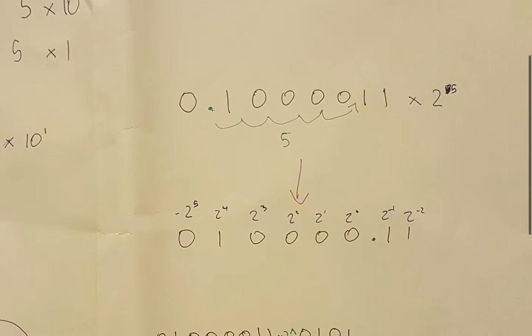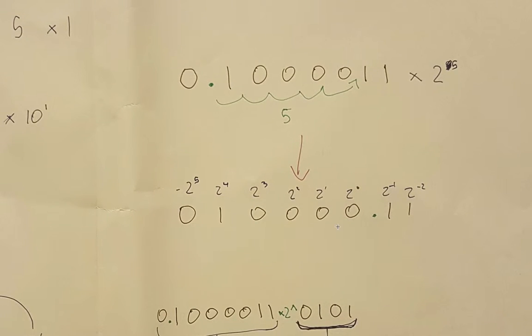Once you convert that back, either by moving the decimal point 5 places to the right because of that positive 5, or by just placing the 2 to the 5 over the most significant bit, you can see that we have positive 16.75. We've converted back and forth.